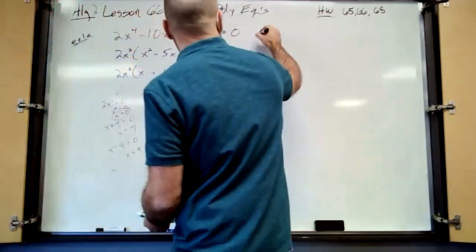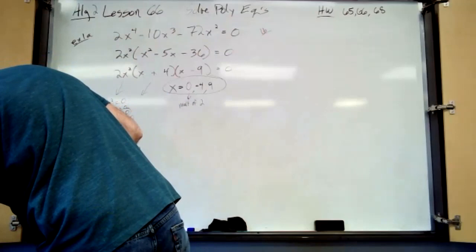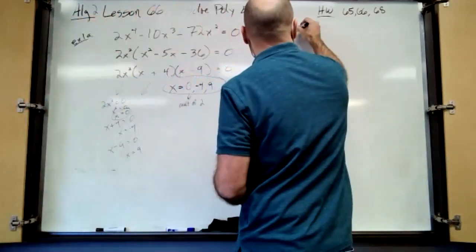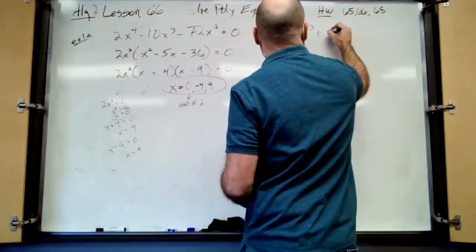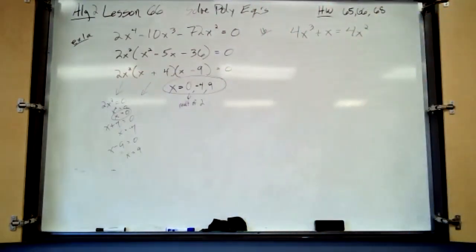So let's do 1b. See if you can do this one. 4x cubed plus x equals 4x squared. So I'd like to solve this by factoring. I think we can, so go for it. All right. If you are confused, see the steps to solve equations by factoring, middle box.